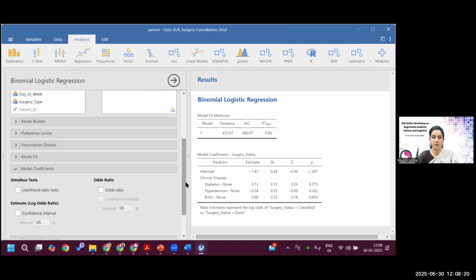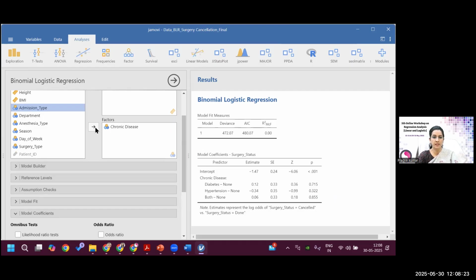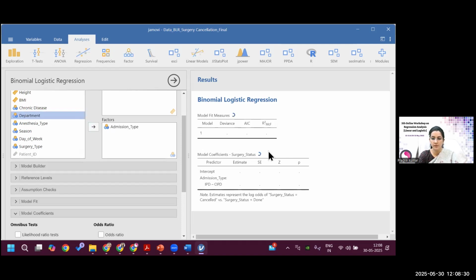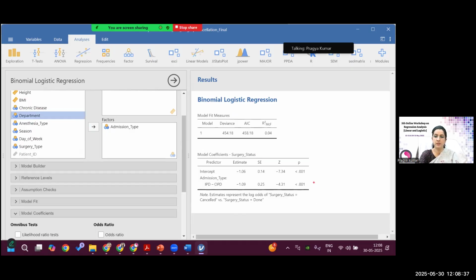Now I'll go to another variable, and I'm doing the univariable analysis. Admission type. If you see the admission type, the reference is OPD versus IPD. Should I take this variable as my final predictor variable? Dr. Hilda is answering yes. Priyanka is also writing yes. So department, I will take as yes.